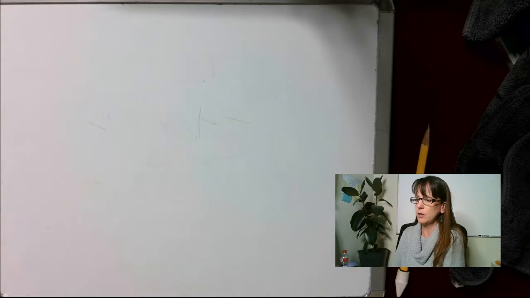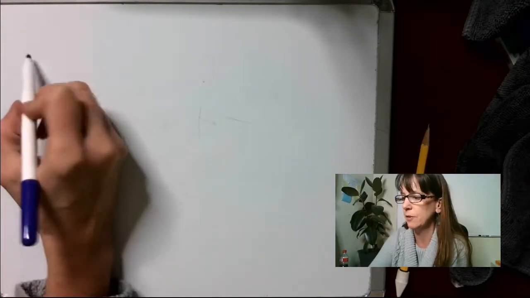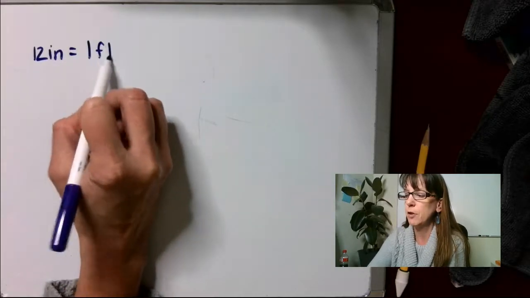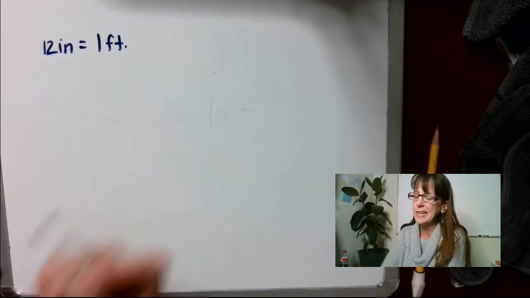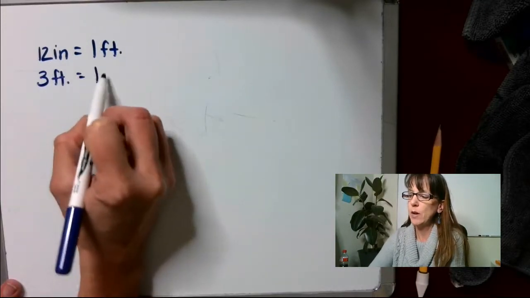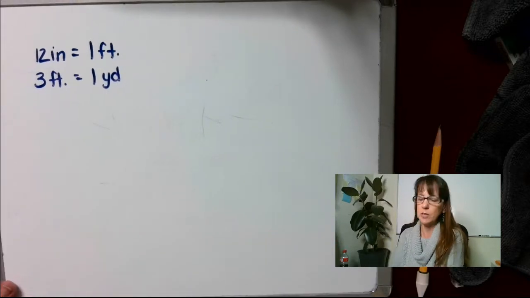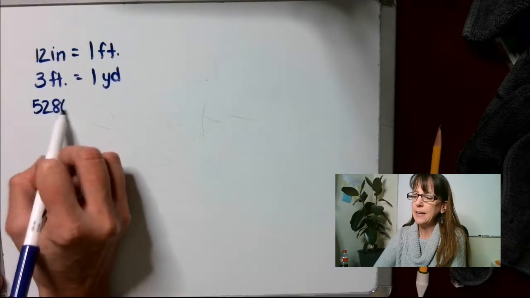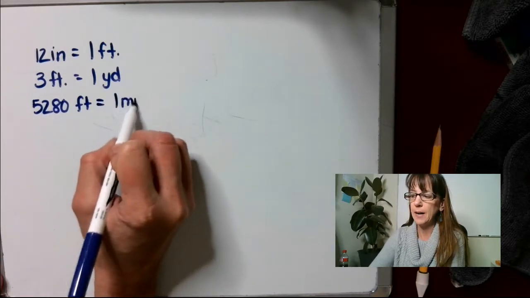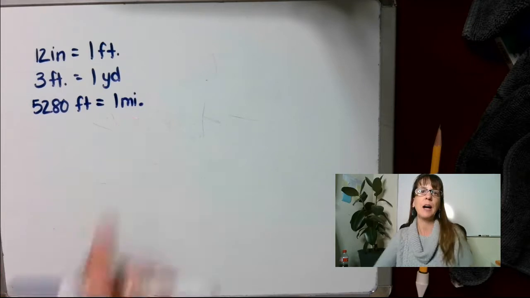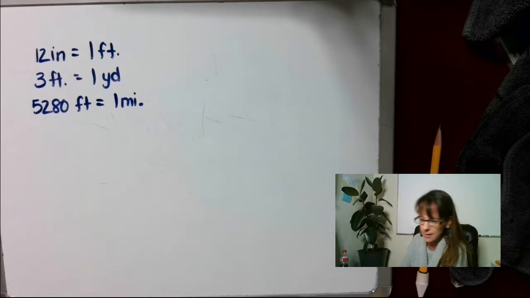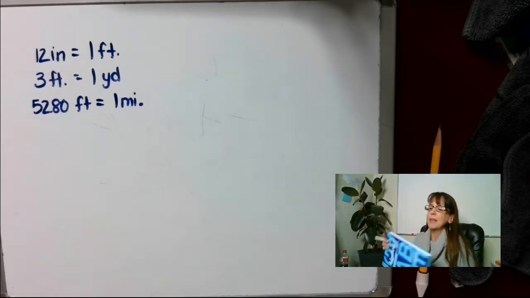For your notes, you're going to want to write a couple of things down. First, 12 inches equals 1 foot. Another one you're going to want to write down is 3 feet equals 1 yard. 5,280 feet equals 1 mile. The abbreviation for mile is MI. The abbreviation for meters is M. So be very careful about that.